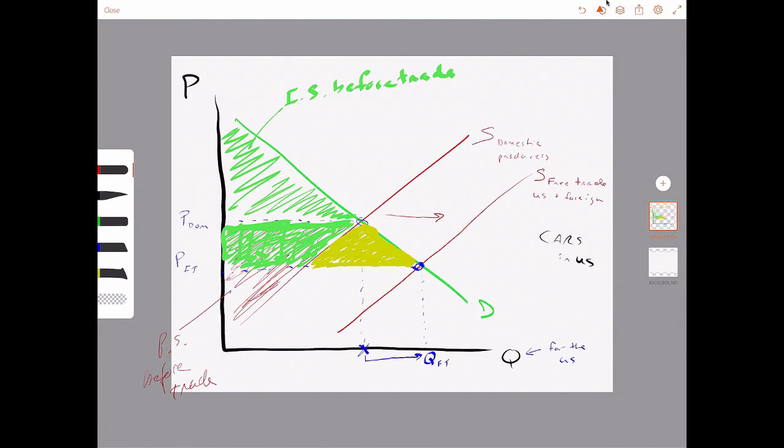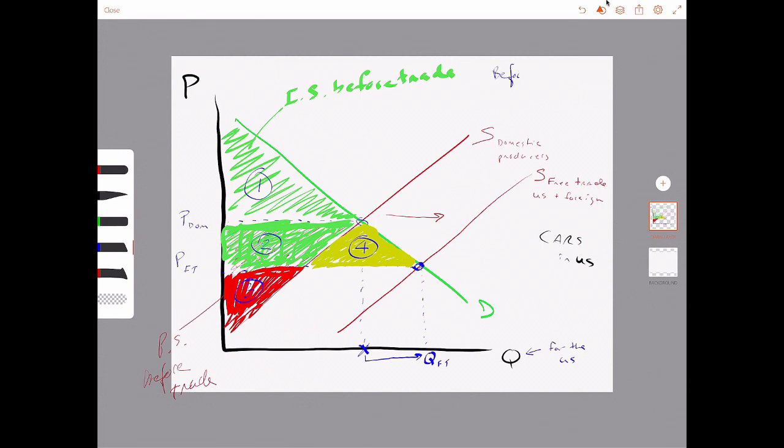The producers, however, are left with just this amount here. So they had a lot more. Now they have less. But if you look at this from the macro perspective, this is why we say at the macro level, trade is always good. I'm going to put some numbers in here. We'll say this is area 1, area 2, area 3, and area 4.